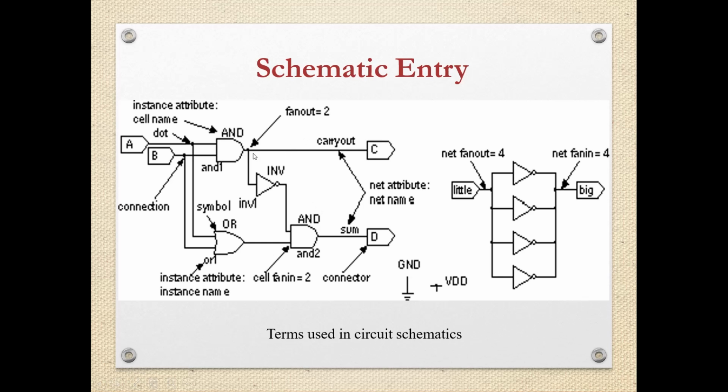Now if one particular line is carrying only one signal, then nothing will be specified over that line. But if it is carrying multiple signals, then that will be mentioned as a bus. One slanting line will be put on that particular line, and then a number will be written, mentioning how many signals are carried by that particular line.